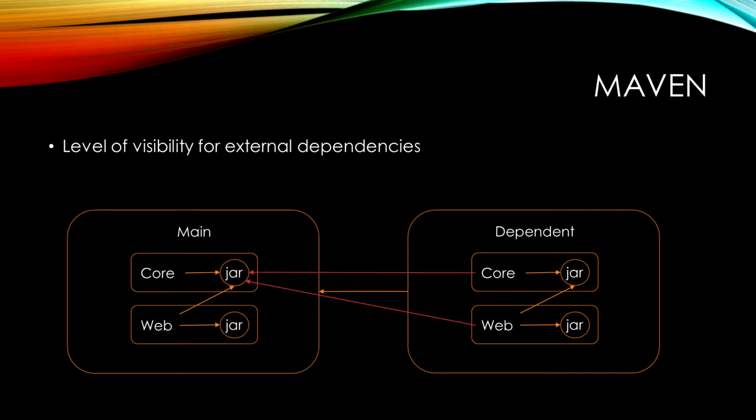Here is the graphical representation of the level of visibility for external dependencies. For the parent extension, the core module has access to its own jars. The web module can use its own and the core module's jars. For the child extension, the core module has access to its own jars and jars from the core module of the parent extension. The web module uses its own and the core module's jars. It can also use the parent's core module jars.